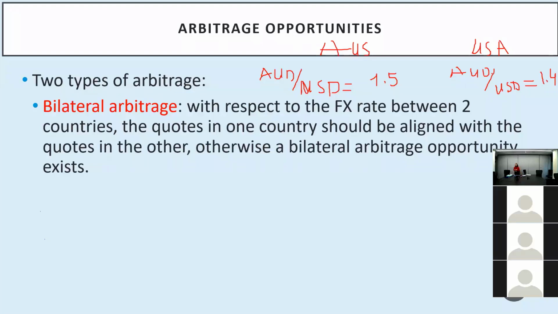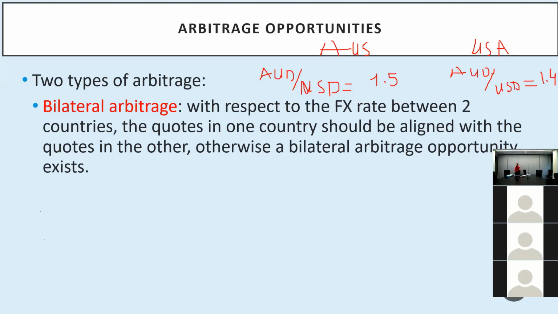So in this example, when we have the same currency pair, and they are traded at two different prices in two different locations, then there is a potential for an arbitrage opportunity, right? So when we say bilateral arbitrage, we are referring to one particular currency pair, and it is traded at two different prices in two markets, yeah?